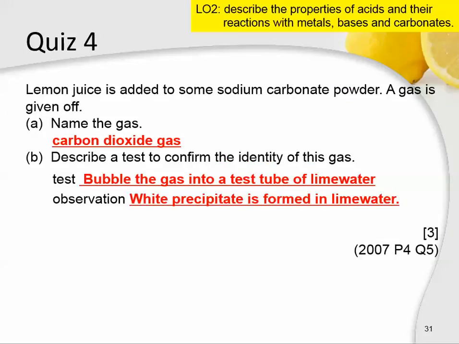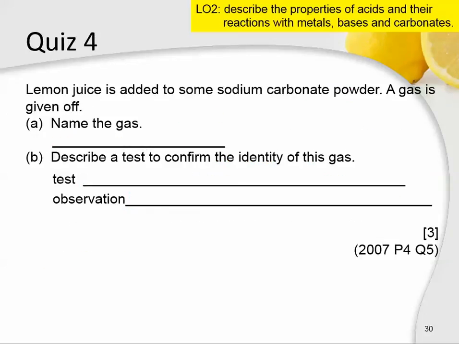Okay, this is a practice question you may want to try. Lime juice is added to some sodium carbonate powder. A gas is given off. Name the gas. A little hint to you, this is a carbonate. So what do you think is the gas produced? And how do you test for the gas? Pause for a moment and complete the blanks.